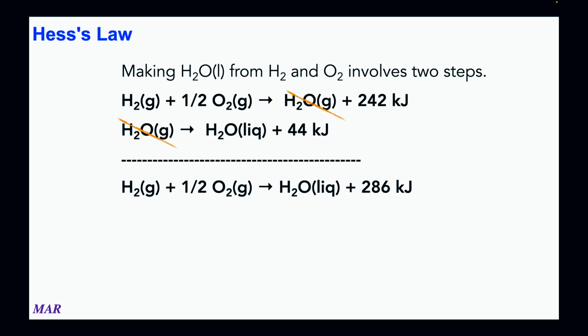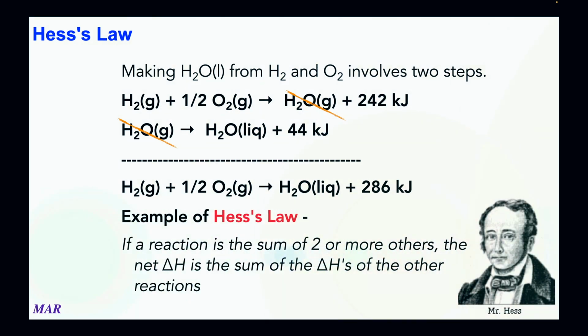But what we just did here is an example of Hess's law. All right? We took those 2 reactions and combined them to give us another reaction, which was the formation of liquid water from hydrogen and oxygen. And we found out its delta H value, minus 286 kilojoules, or 286 kilojoules as a product. This is what Hess's law is all about.